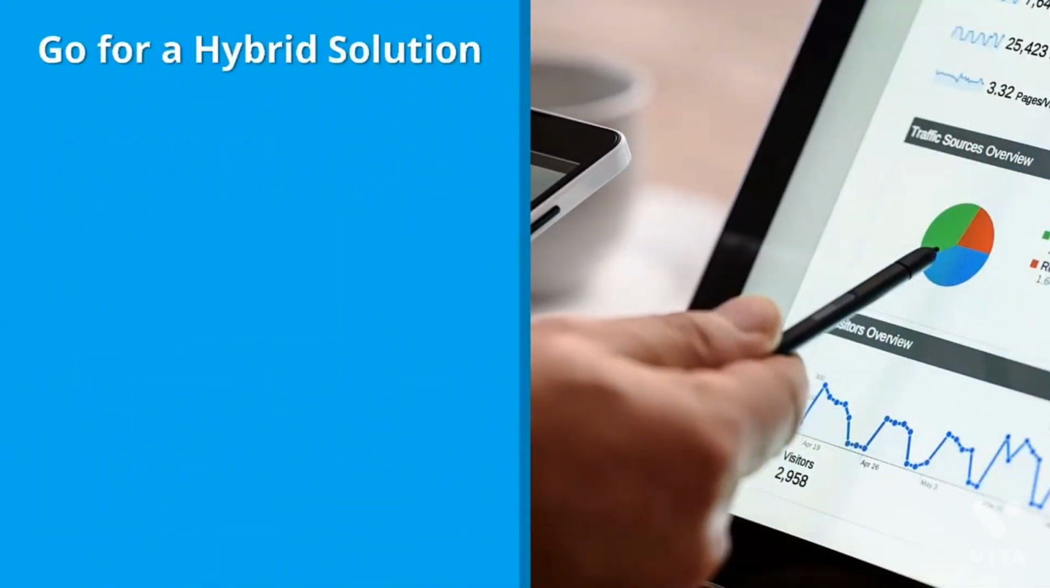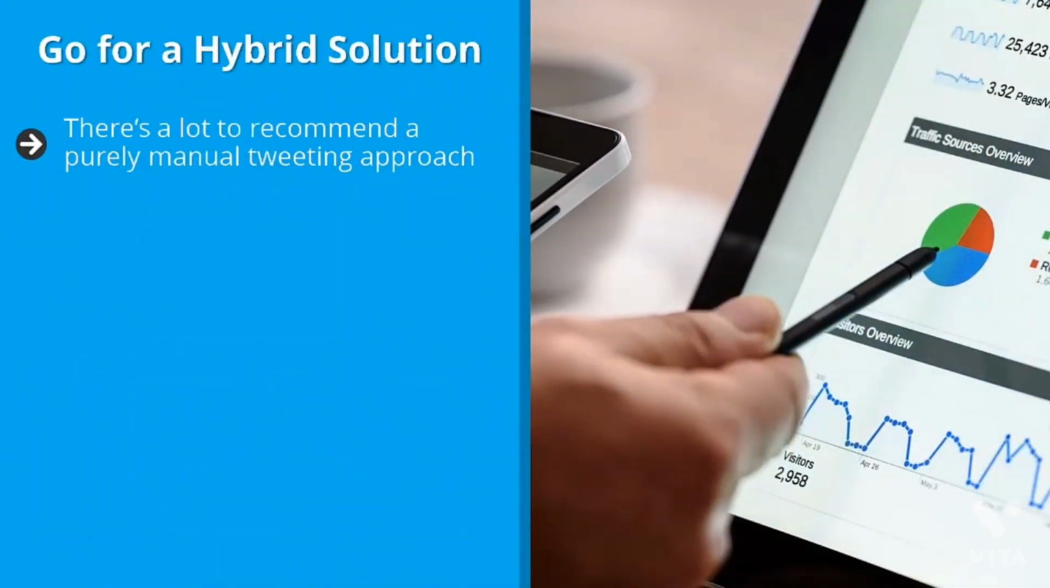Go for a hybrid solution. There's a lot to recommend a purely manual tweeting approach. You get a lot of control. You get a laser-like focus on account selection. You get to truly fine-tune your message. However, it takes too much time and effort.